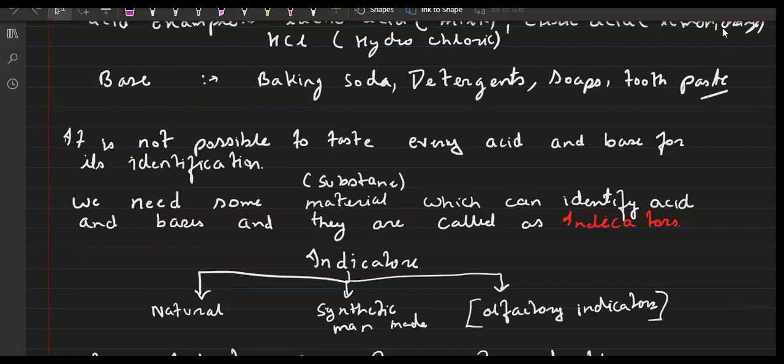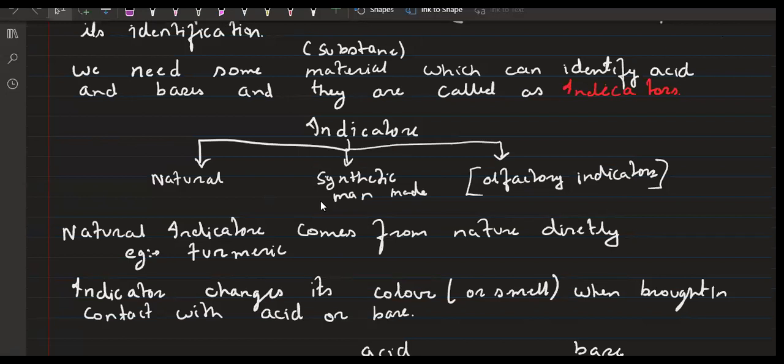Okay, so indicators are of three types. Yes, very good. Natural indicators, synthetic or man-made indicators, and olfactory indicators. Olfactory indicators are the indicators which change their smell. Very good. Natural indicators come from nature directly. For example, turmeric, litmus paper, red cabbage. So those are your natural indicators.